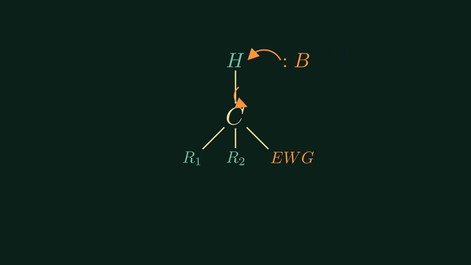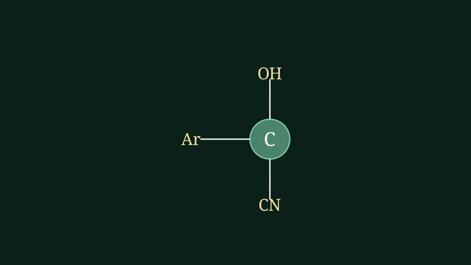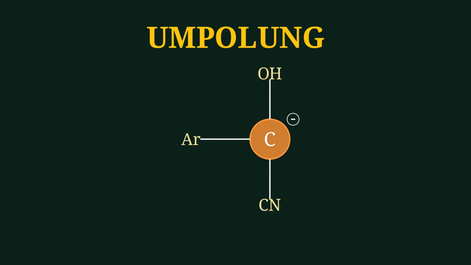And here's the key insight. The moment that proton leaves, the central carbon gains a negative charge. It has been transformed from an electrophile into a nucleophile. This is what chemists call unpoling, or a polarity reversal. The cyanide has effectively performed a catalytic brain transplant on our molecule. Now that we have this negatively charged intermediate, it's ready to hunt.